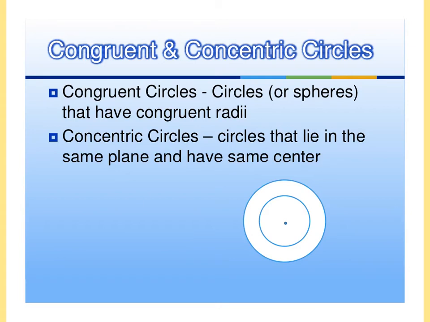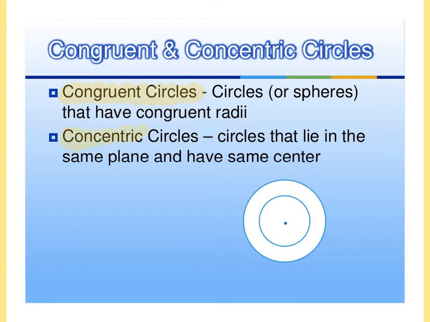All right, congruent and concentric circles, so some more definitions here. Congruent circles are circles that have congruent radii. So any circle that has a radius of 5 would be congruent to each other. Any circle that has a radius of 10 is congruent to each other. So as long as they have the same radius, they are congruent.